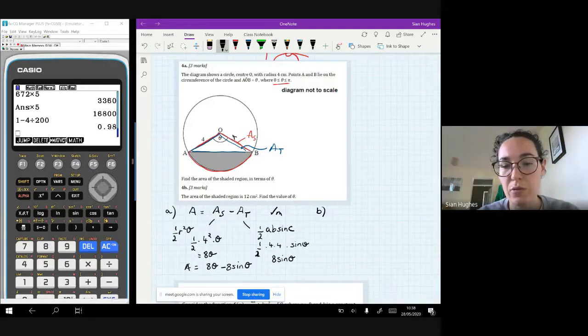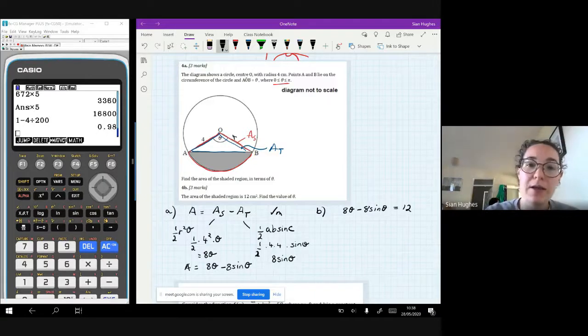So that means we can say that 8 theta minus 8 sine theta is 12. And we can't solve that with algebra. It's not possible because there's a theta and a sine theta, so we can't get theta by itself. We need our calculator, and that's why this is on the calculator paper. So again, I could use Solver or I could use Graph.